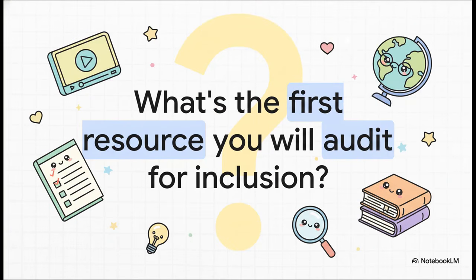So I want to leave you with this. You've got the tools now. You know the questions to ask. The next step is to actually do it. So think about it right now. What's one resource you love to use? A favorite video, a worksheet you always go back to? What's the first thing in your collection that you're going to audit for inclusion? Pick one. Start there. That's how you start building a better, more equitable classroom for tomorrow.